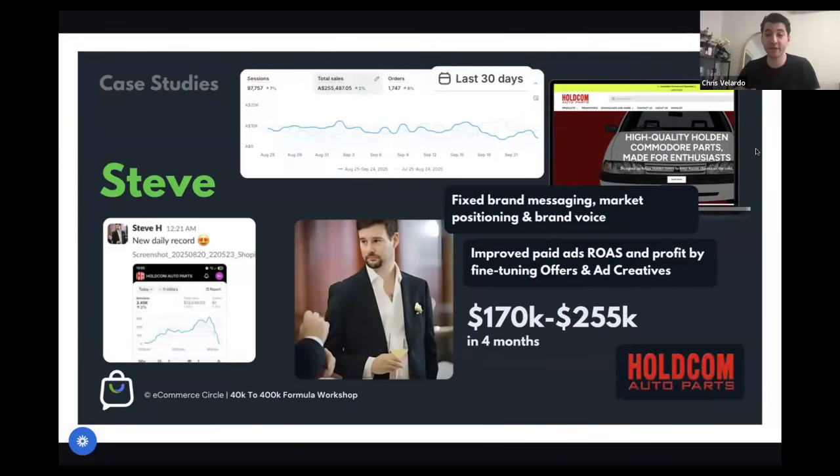And when he came to us, he was doing about 170,000 a month already. I know that might seem like a lot for you guys. And he specializes, like it says there, in high quality Holden Commodore parts. And he wants to grow his business even more.